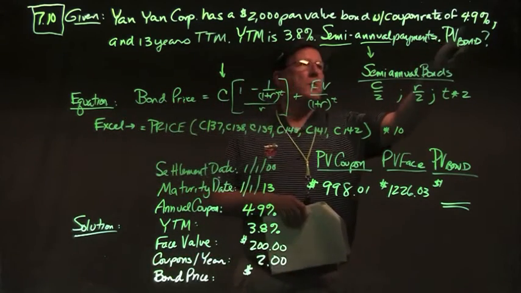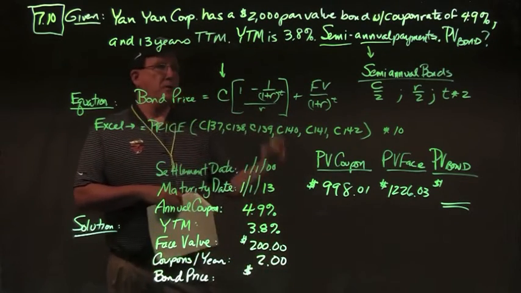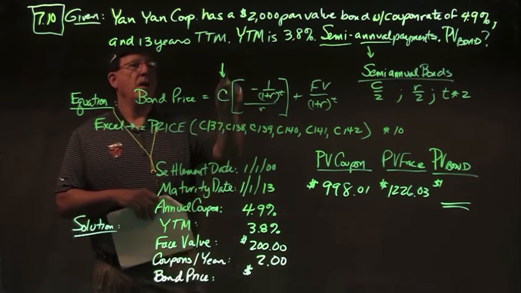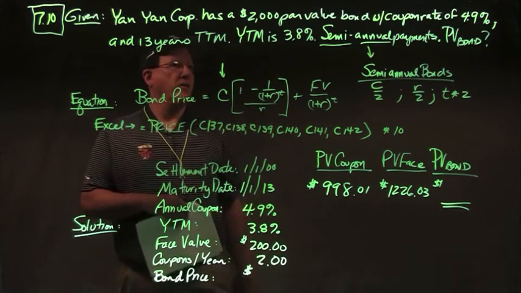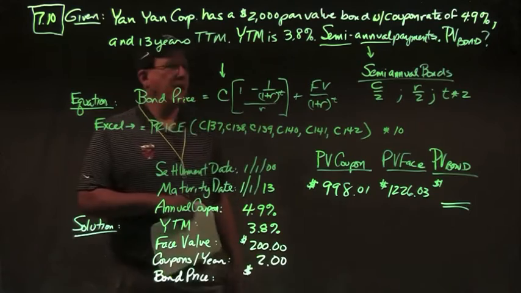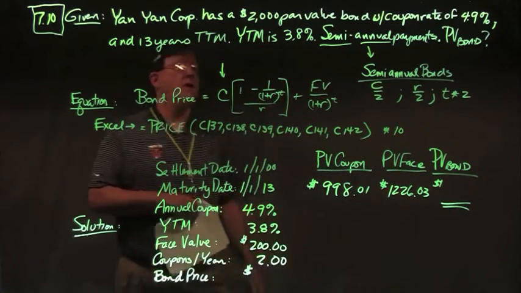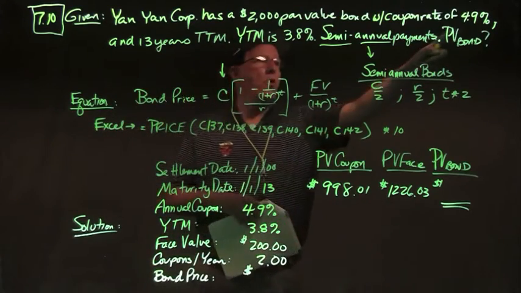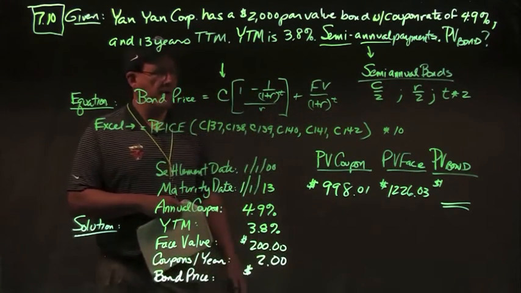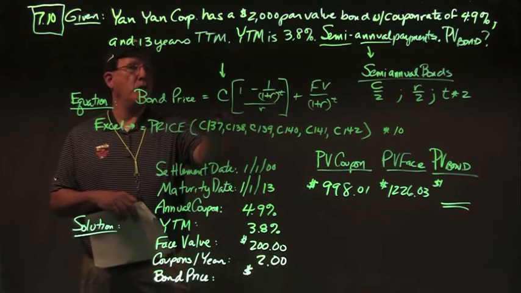Well, our coupon is paying $49 per year, 4.9%, times 2, so that'd be $98. All other bonds in the market are only paying 3.8%. They're paying less than what our bond is paying. So we might expect a bond price here greater than $2,000 because our bond is paying more than all other bonds in the market.